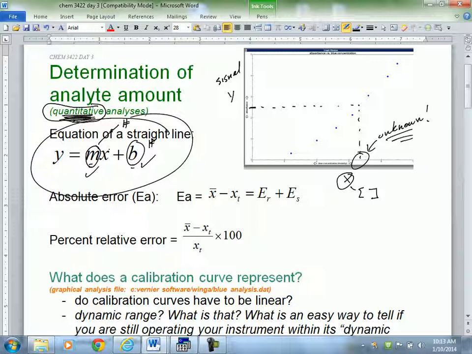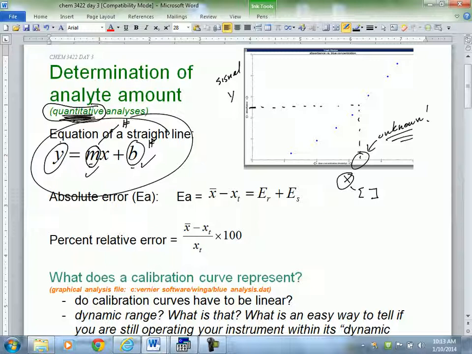You plug in these numbers. You'll know what m and b are. You know what this is, because that's your signal for your unknown. So you have one equation with one unknown, and you solve for it. You solve for your x, your concentration. And that's what you have to do every single time in a quantitative analysis. Having the plot looks nice, because it shows where you're getting stuff from. But, okay, back to the m and the b.